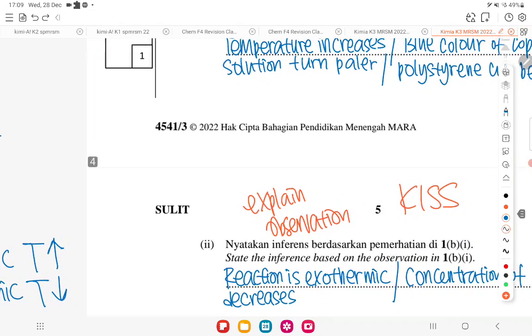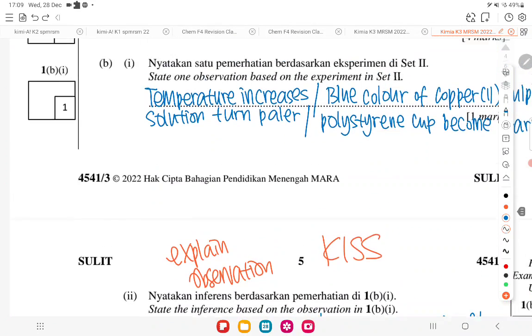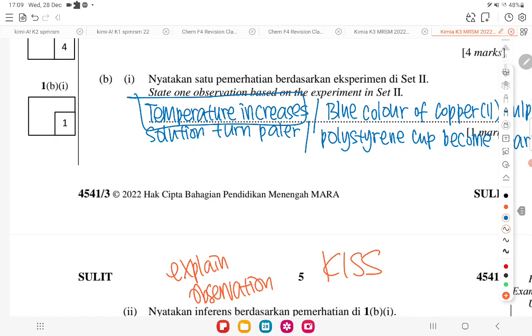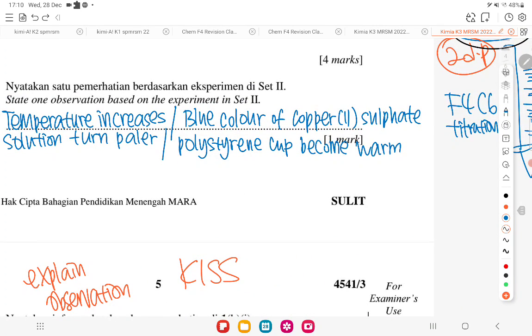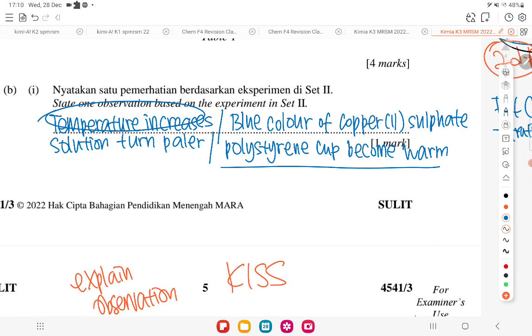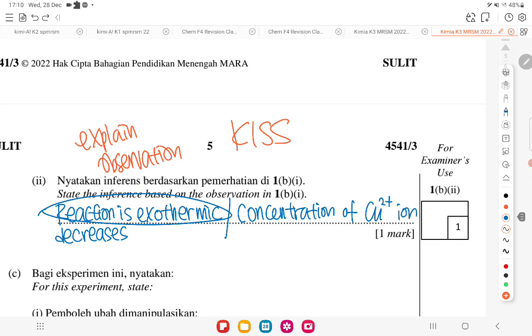So in this case, we see the temperature increases. We can see and feel the polystyrene cup become warmer. When the polystyrene cup becomes warmer, it means the temperature increases, same meaning. So why does the cup become warmer? Why does the temperature increase? Because the reaction is exothermic.